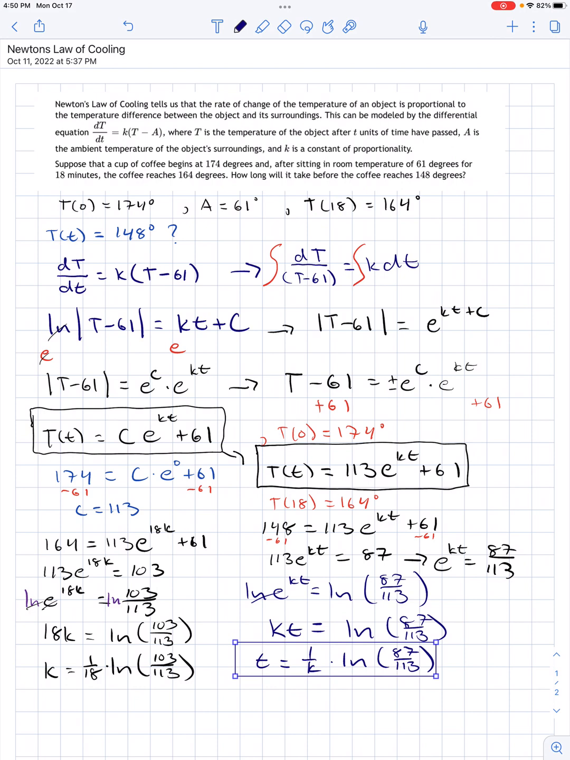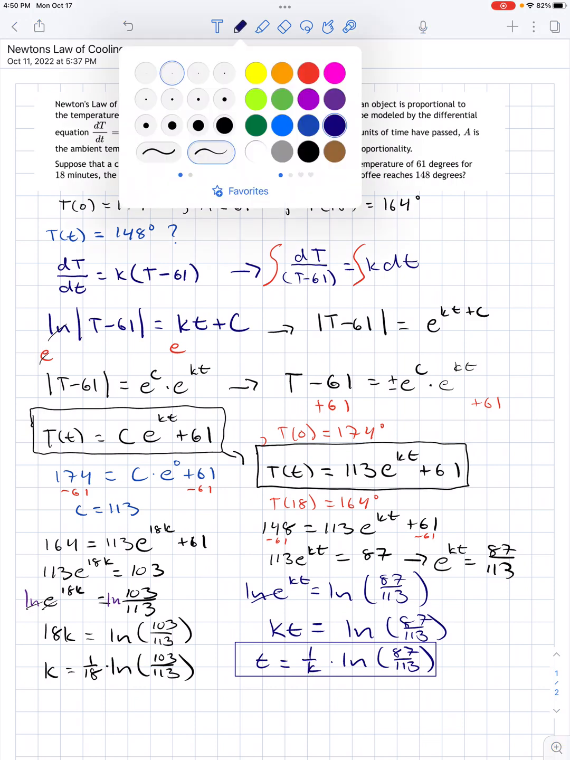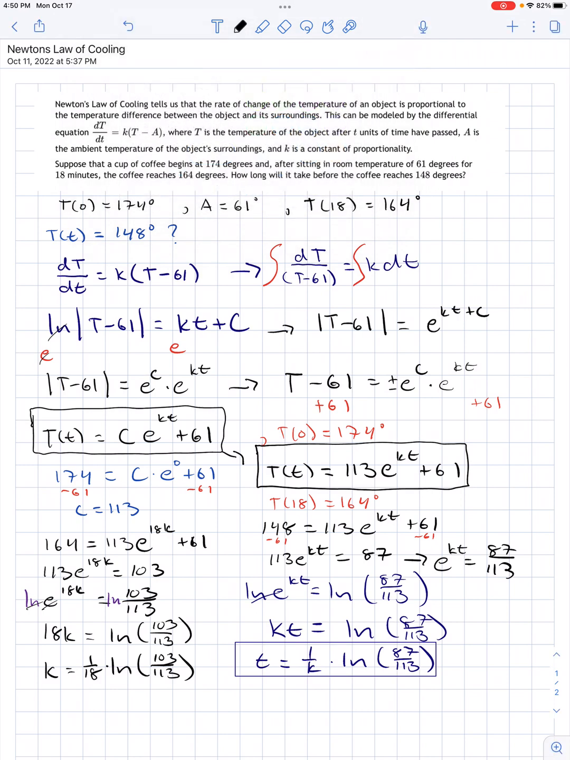Not me. So what we now can do is plug k into this, plug it into our calculator, which I have already done because I already worked out the problem. And that will give us about 50.7953, if I'm rounding to 4 decimals, in minutes, right? So just a small recap: after about 51 minutes, the temperature of the coffee will be 148 degrees. I hope this was helpful.